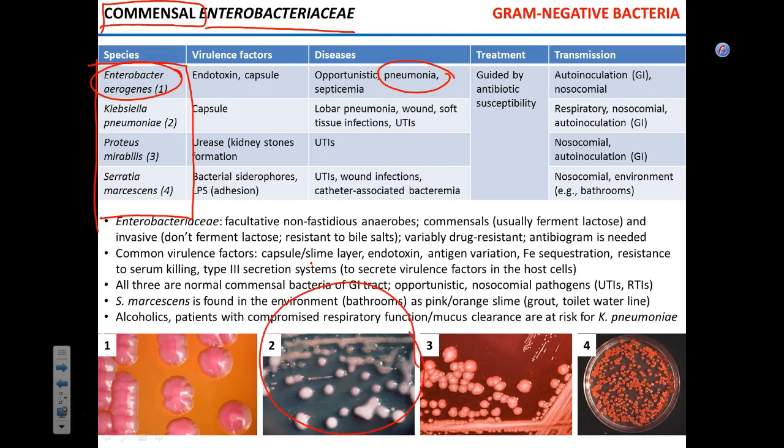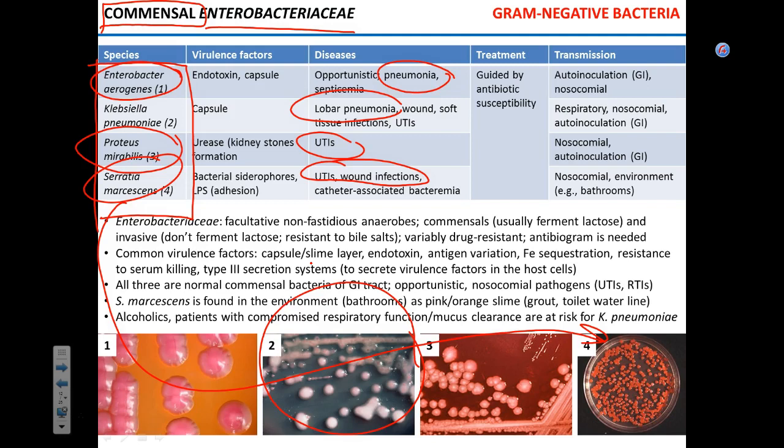Klebsiella, shown here, Klebsiella pneumoniae, is a common cause of lobar pneumonia in hospital patients, meaning that it can be respiratory transmitted. Okay? Proteus mirabilis is famous for urinary tract infections that it causes in patients in the hospital. And Serratia marcescens is a common cause of UTIs and wound infections.